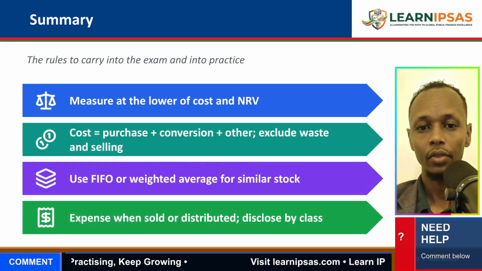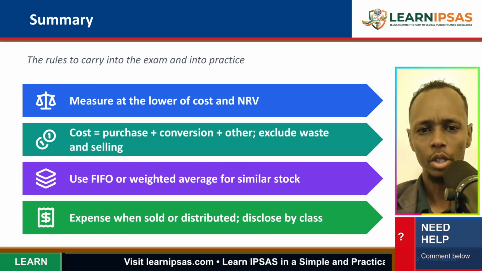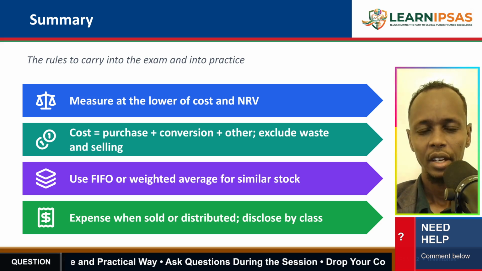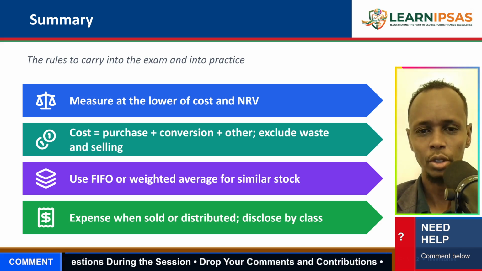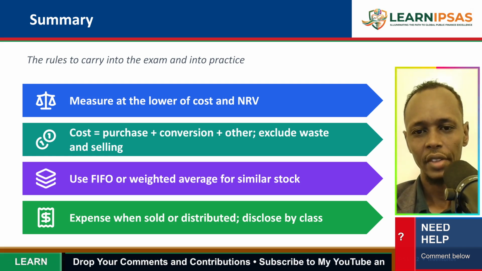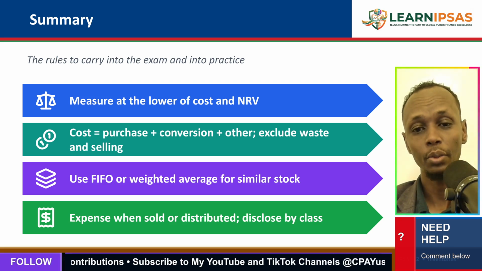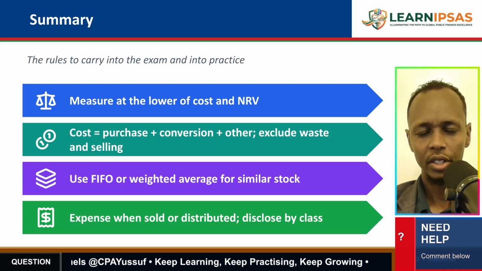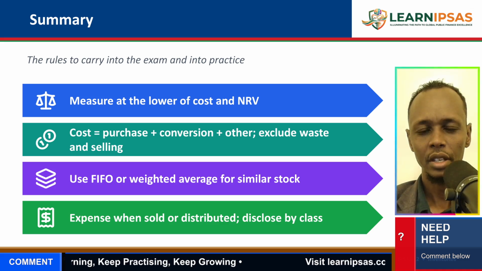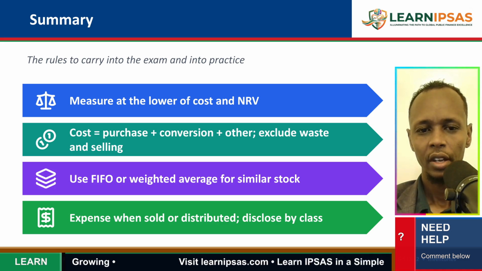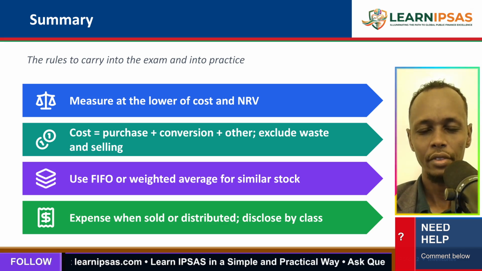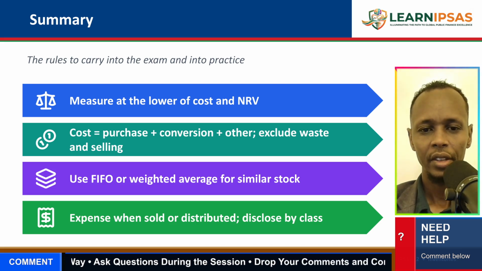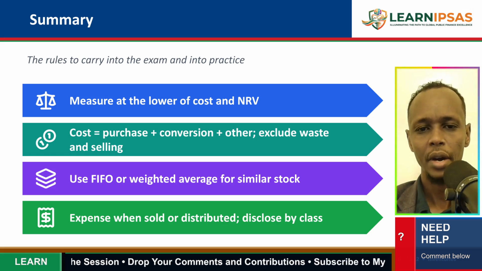So in summary, inventories are measured at the lower of cost and NRV. Cost, we said, is the cost of purchase: import duties, purchase price, non-refundable taxes, less trade discounts, plus conversion costs of converting into finished goods, plus other costs related to bringing the asset to its present condition and location. We exclude abnormal cost, storage, admin overheads, and marketing and selling cost. We can use FIFO or weighted average as cost formulas for similar stock. We don't include LIFO, and I gave a reason. Then we expense when sold or distributed. Then we disclose by class.